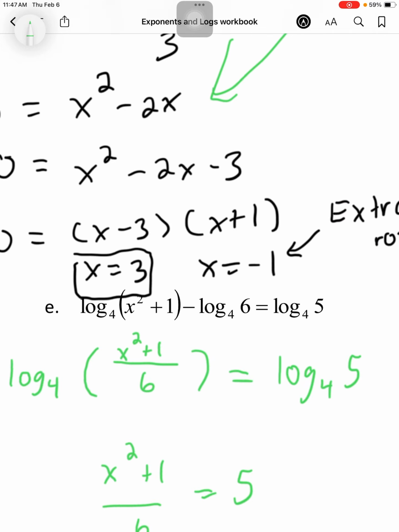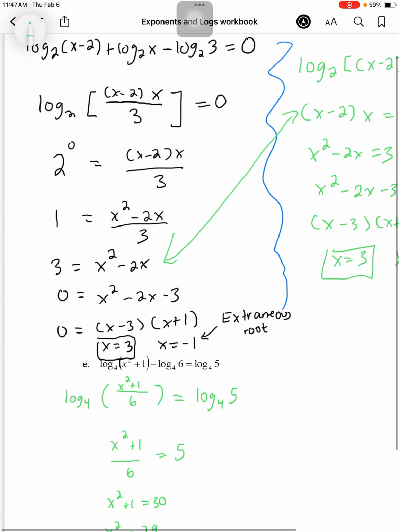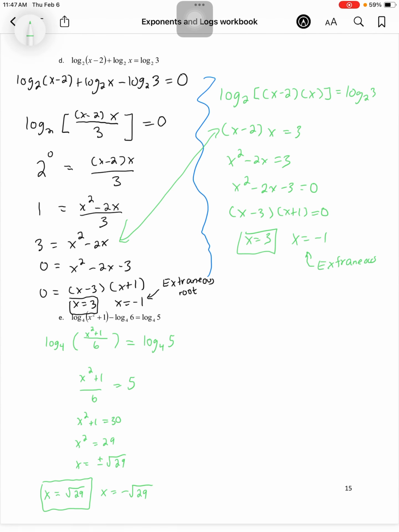Because if you plug in negative square root 29 into x squared, remember, negative times negative is always going to be a positive number. So this is going to be a positive number plus 1, which is still a positive log. So this is a case where you accept both answers. So there are no extraneous roots.